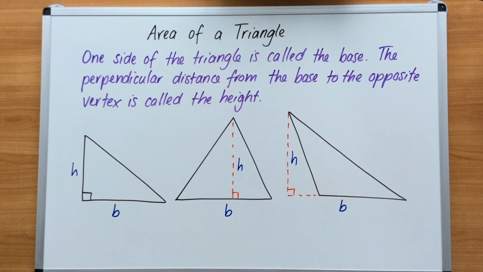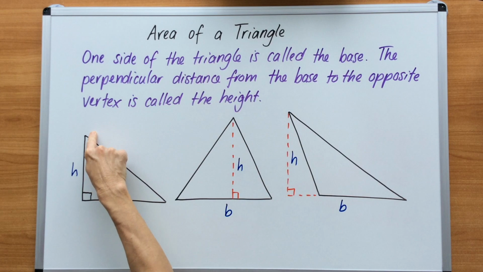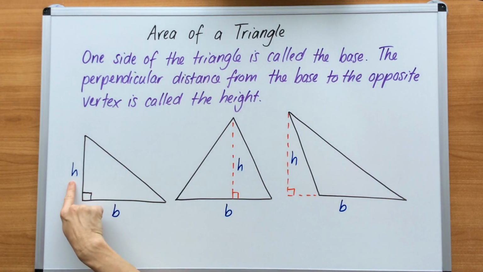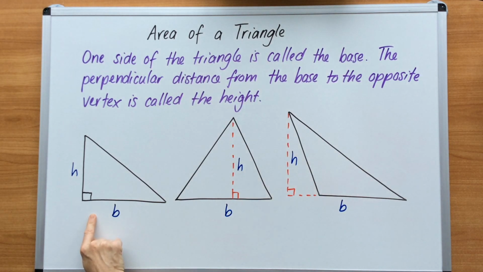The perpendicular distance from the base to the opposite vertex, so the vertex is the pointy bit we have here at the top of our triangles, that's called the height, and I've got H for height. So let's look at this one here. This is a right angle triangle. We have the base and the height.